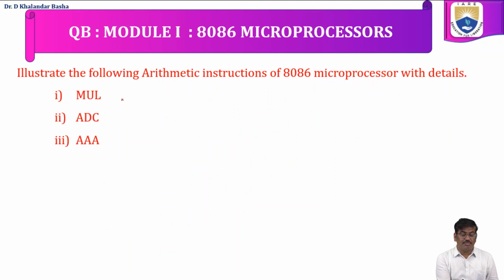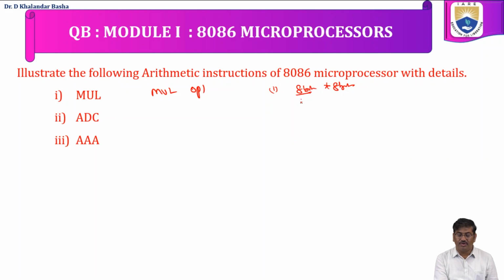The next instruction is MUL, which is unsigned multiplication. The syntax of the instruction is MUL operand 1. It is also a single operand instruction. Here two possible cases are there for multiplication. One is 8-bit multiplied with 8-bit.